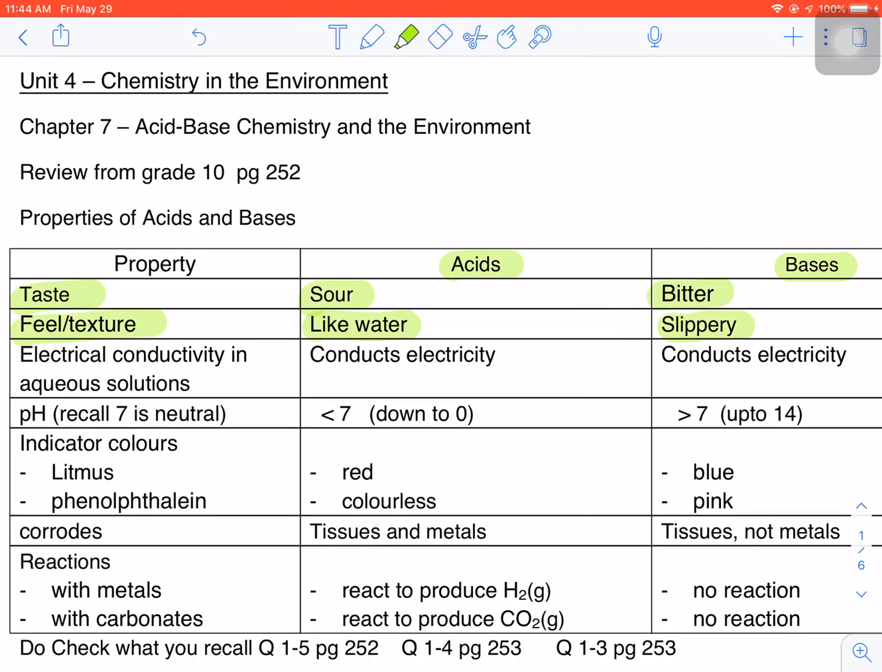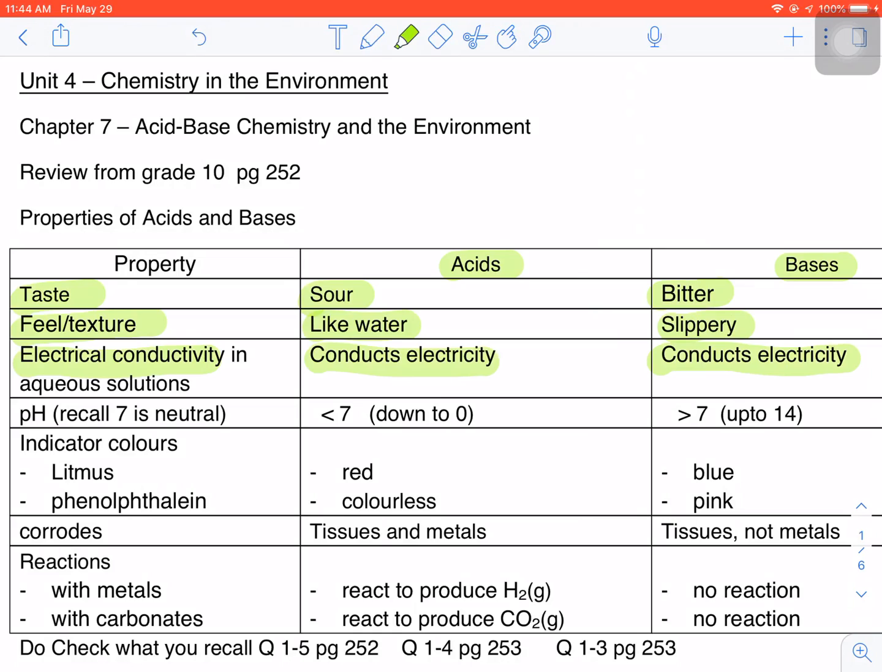So I know when I'm doing a lab that if my fingers feel really slippery all of a sudden, I've probably got a base on my fingers and I need to wash my hands. When we talk about acids and bases, both of them are good conductors of electricity. So when I put an acid in water, it makes the solution very conductive of electricity, and bases are also good conductors of electricity.